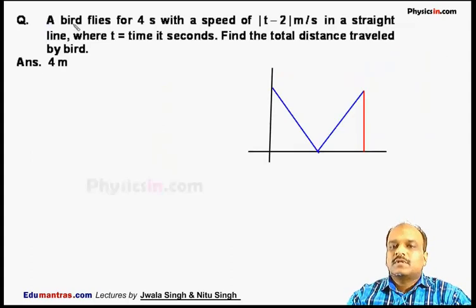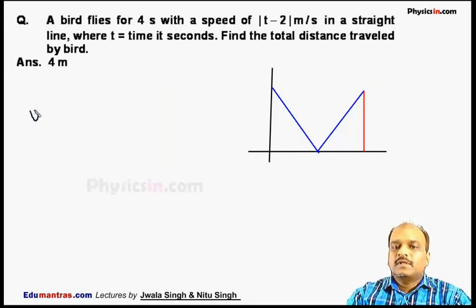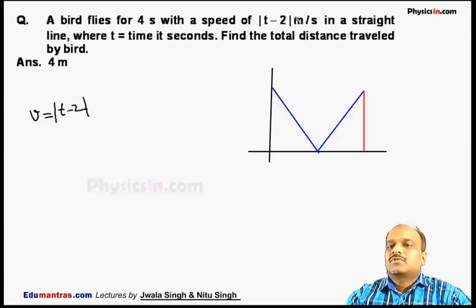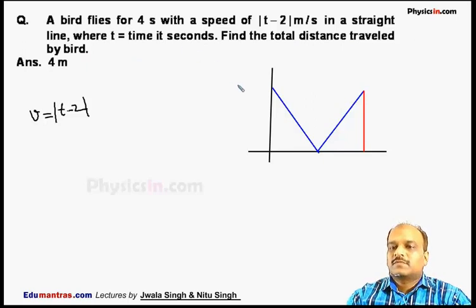Now the question is, a bird flies for 4 seconds with a speed given by v equal to mod of (t minus 2) meter per second in a straight line, where t is in seconds. Find the total distance traveled by the bird in the first 4 seconds. So this is a graph which shows the speed versus time graph. So this time is 2 seconds because the velocity becomes 0 at t equal to 2 seconds.